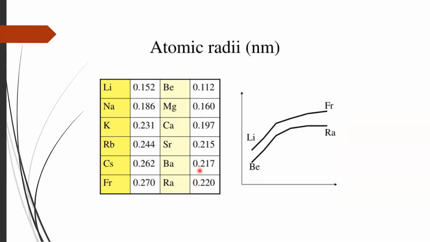Now, what is atomic radius? Atomic radius is the distance measured between the valence shell and the nucleus of that particular atom. So that is your atomic radius. Now, as you can see, as we move down the group, the atomic radius is increasing. You can see that for lithium, sodium, potassium, rubidium, cesium, and francium, we have an increase in atomic radius down the group.